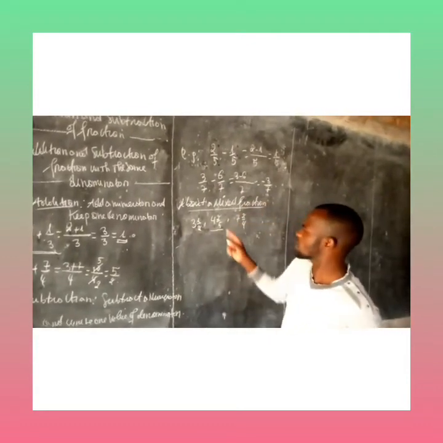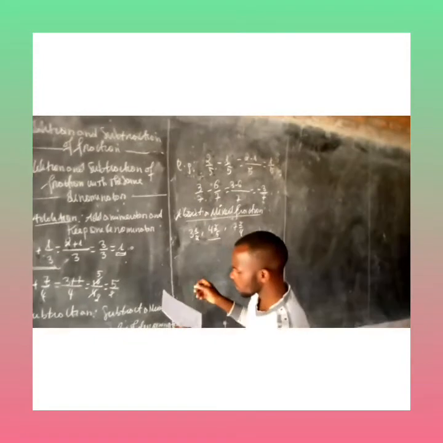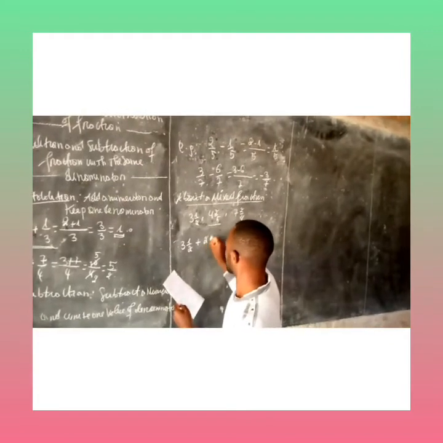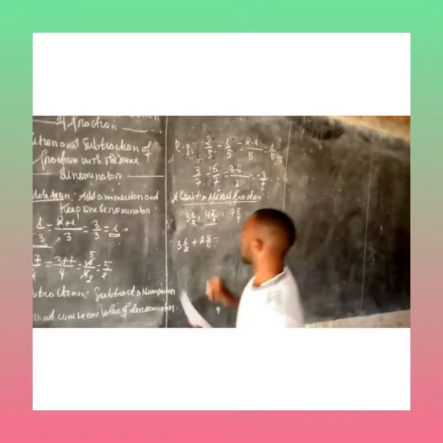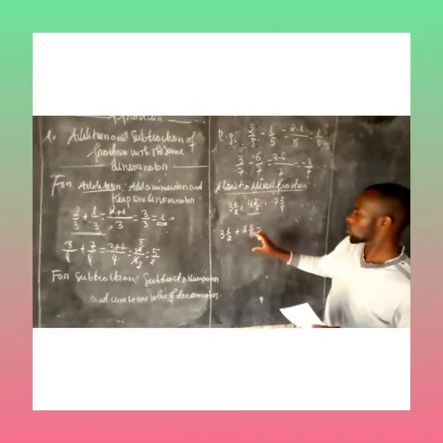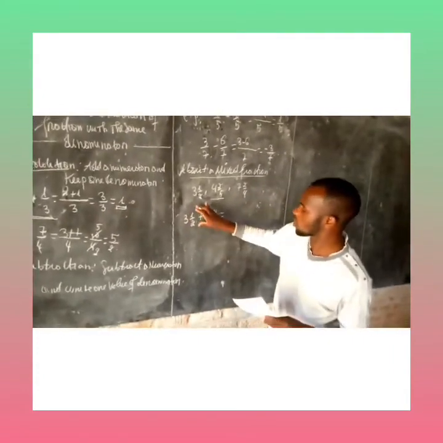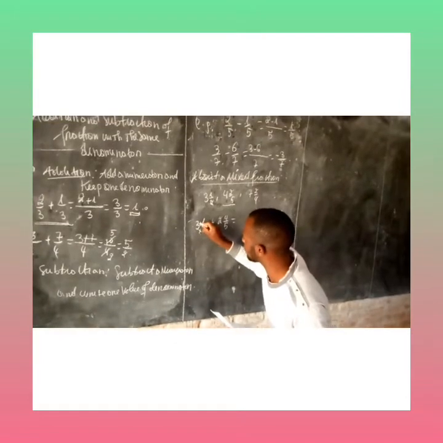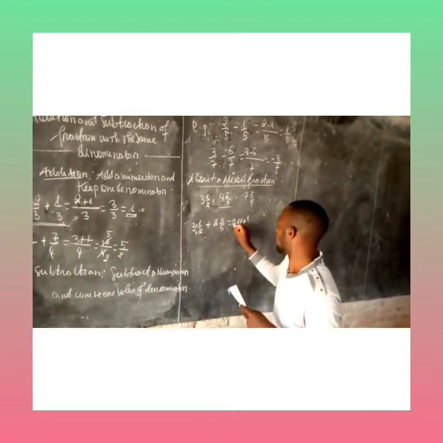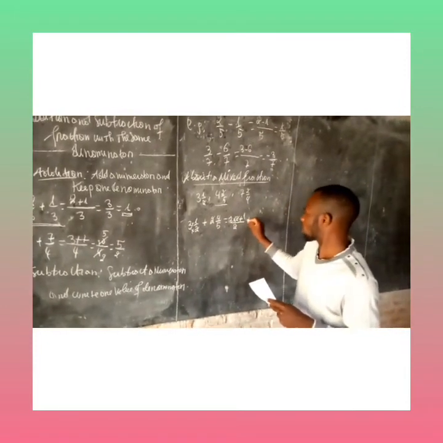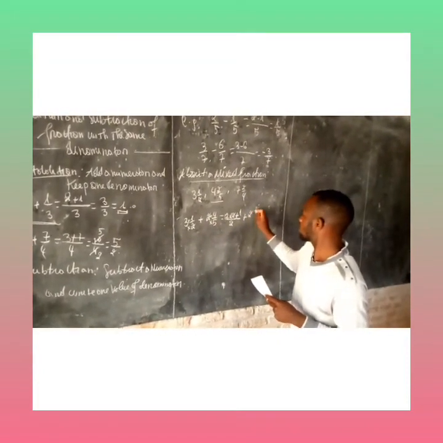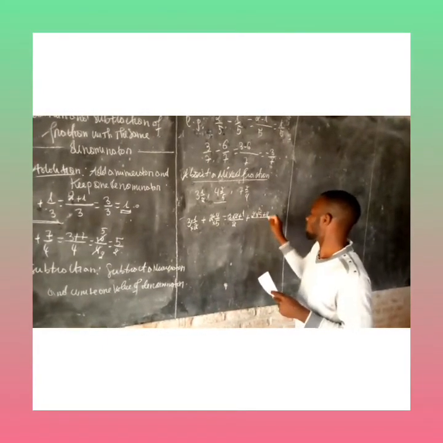So how to work with mixed fractions? Here you have an example: 3 and 1 over 2 plus 2 and 4 over 5. First of all, you have to change each mixed fraction into a single fraction. To do that you multiply and then add: 3 times 2 plus 1, divided by 2, and then plus 2 times 5 plus 4, divided by 5.